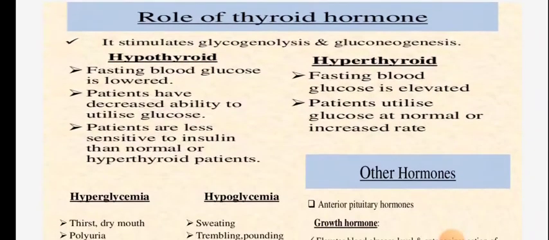Then the role of thyroid hormone is there. It stimulates glycogenolysis and gluconeogenesis. So hypothyroid and hyperthyroid. In hypothyroid, fasting blood glucose is lowered, patients have decreased ability to utilize glucose, and patients are less sensitive to insulin than normal. In hyperthyroid patients, the fasting blood glucose is elevated, and the patients utilize glucose at a normal or increased rate. So these are some characters.